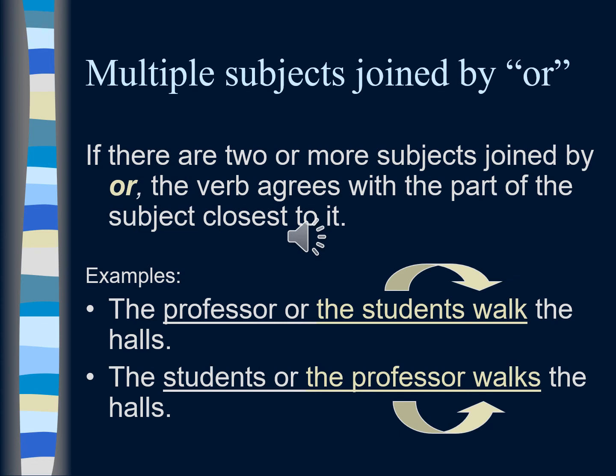Let's also look at the next example. The students or the professor walks the hall. All right, so students, again, subject, professor, subject. In this case, professor is closest to the verb. Professor is singular. Therefore, walks must be made singular in order for it to agree. So professor is singular, and then walks with an S is also singular.